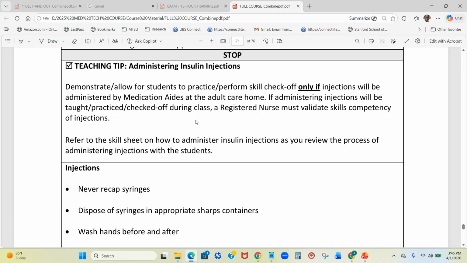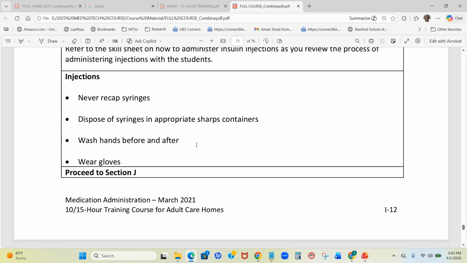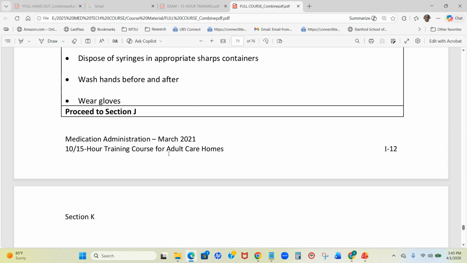So when you have a diabetic, you may never know when you have a diabetic resident in that adult care home. So, it's good to learn it. So even though it's optional, it's good that you know it as a med aide working in the group homes or family care home. Always remember, never recap a syringe. Dispose of syringes in the appropriate sharp containers. Wash hands before and after gloves. After you are done, you wear your gloves.